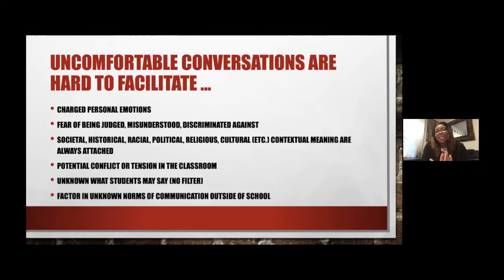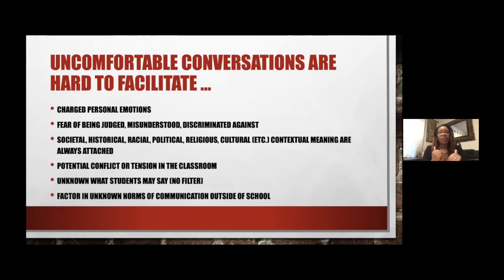There are certain connotations that are attached to words, and students will say things, and students will receive them differently. We have to unpack them and think about those different contextual meanings. Conflict and tension can most certainly arise in the classroom. We have no idea. This is a big one. Throughout the years, you've had those students, and you know who I'm talking about. Those students that are just like blah, blah, blah. They'll say anything, no filter whatsoever.